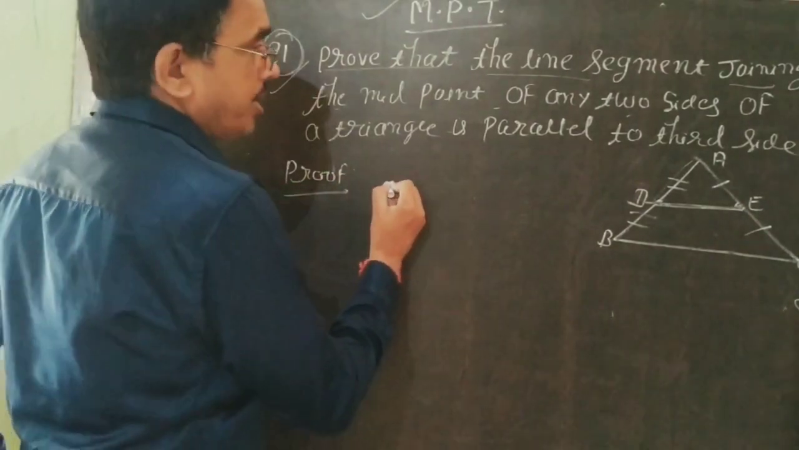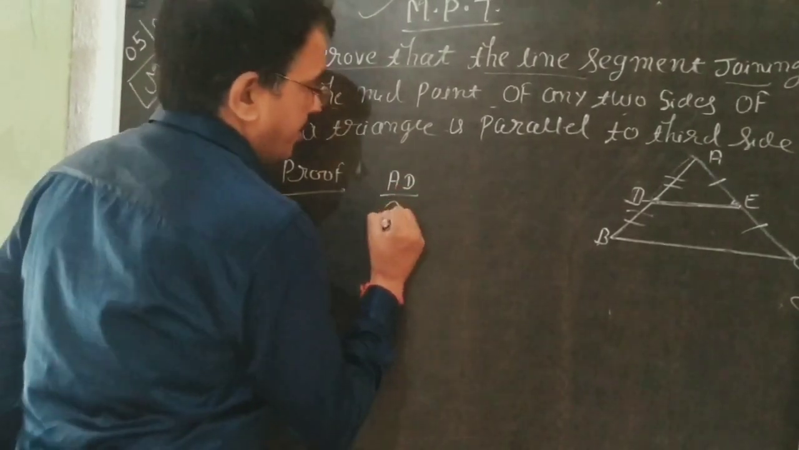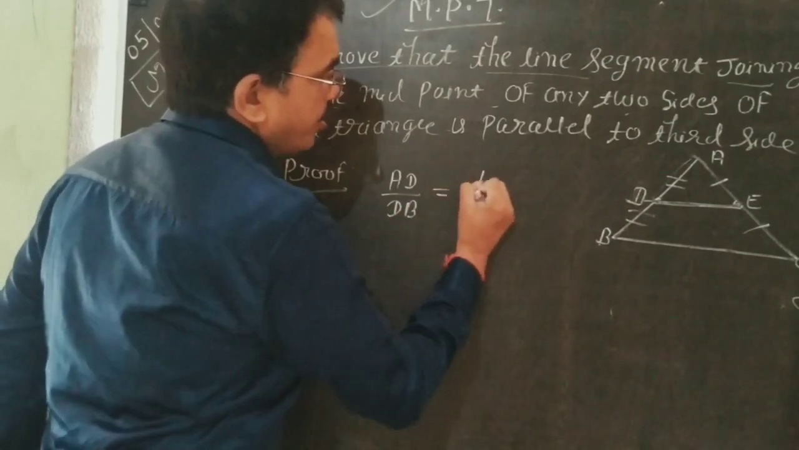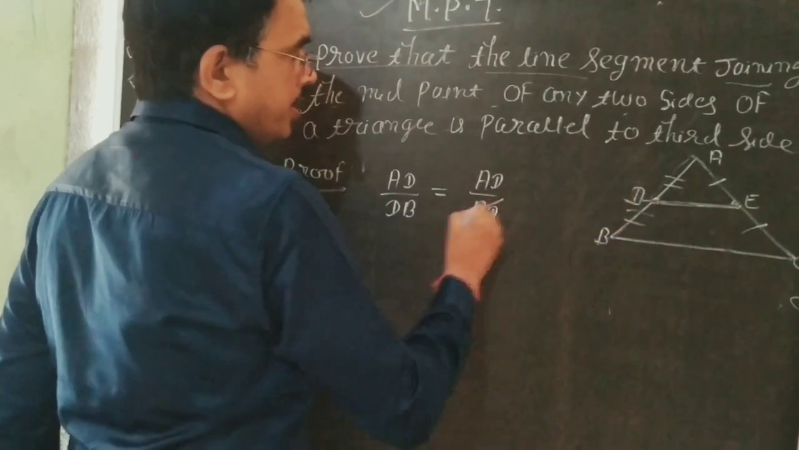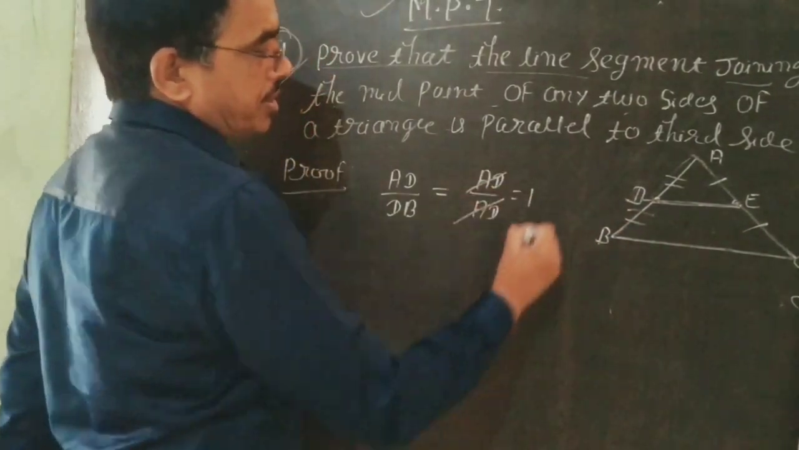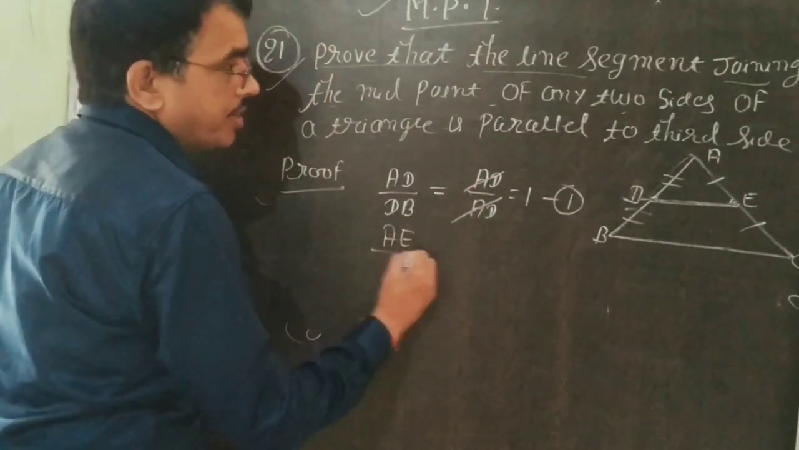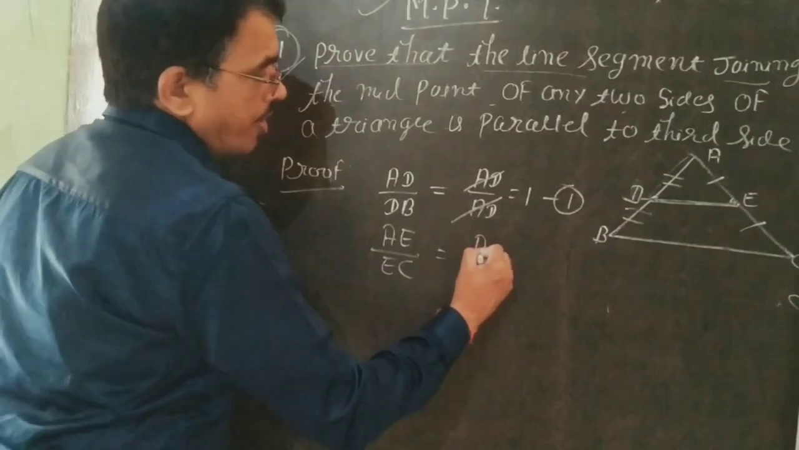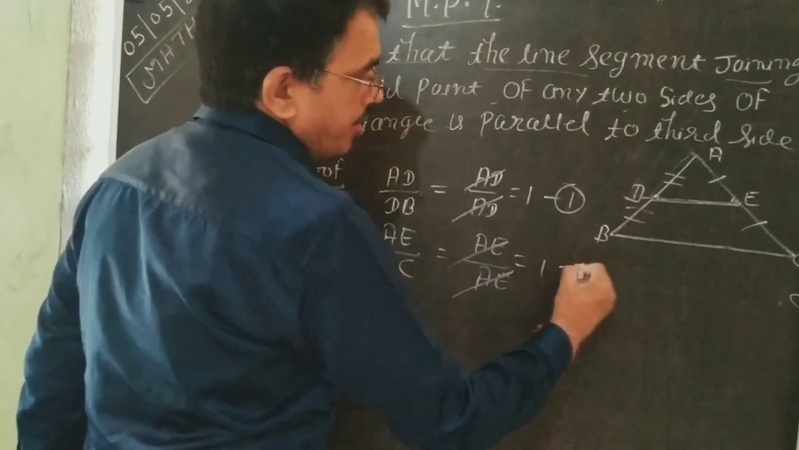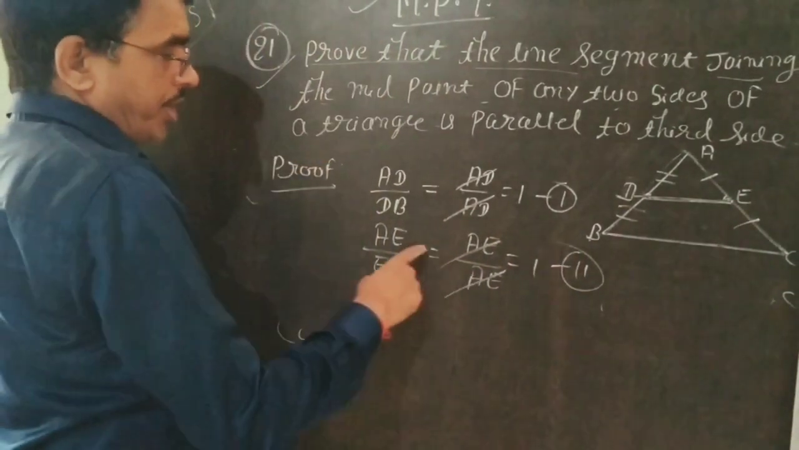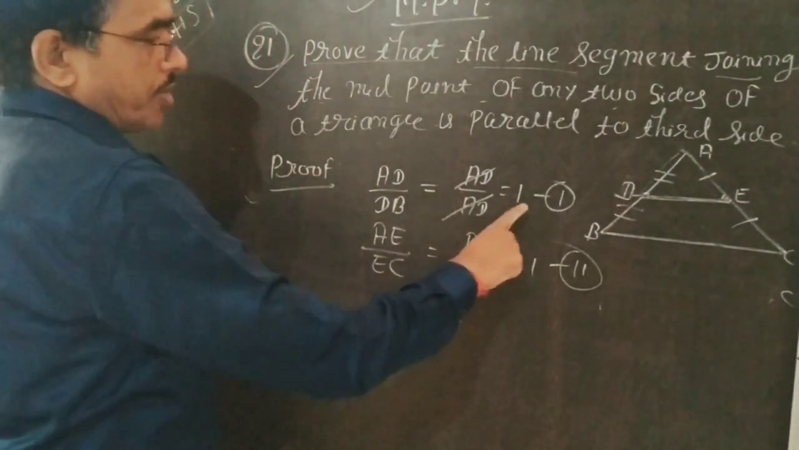In the proof, you write AD by DB is equal to AD by AD, because both are equal, then it is cancelled, so it is 1. So this is the first equation. Similarly, on the other side, AE by EC is equal to AE by AE. It is also cancelled, that is 1. This is the second. Because midpoints are given, these parts are equal, and this by this is always 1. So here is 1 and here is 1.